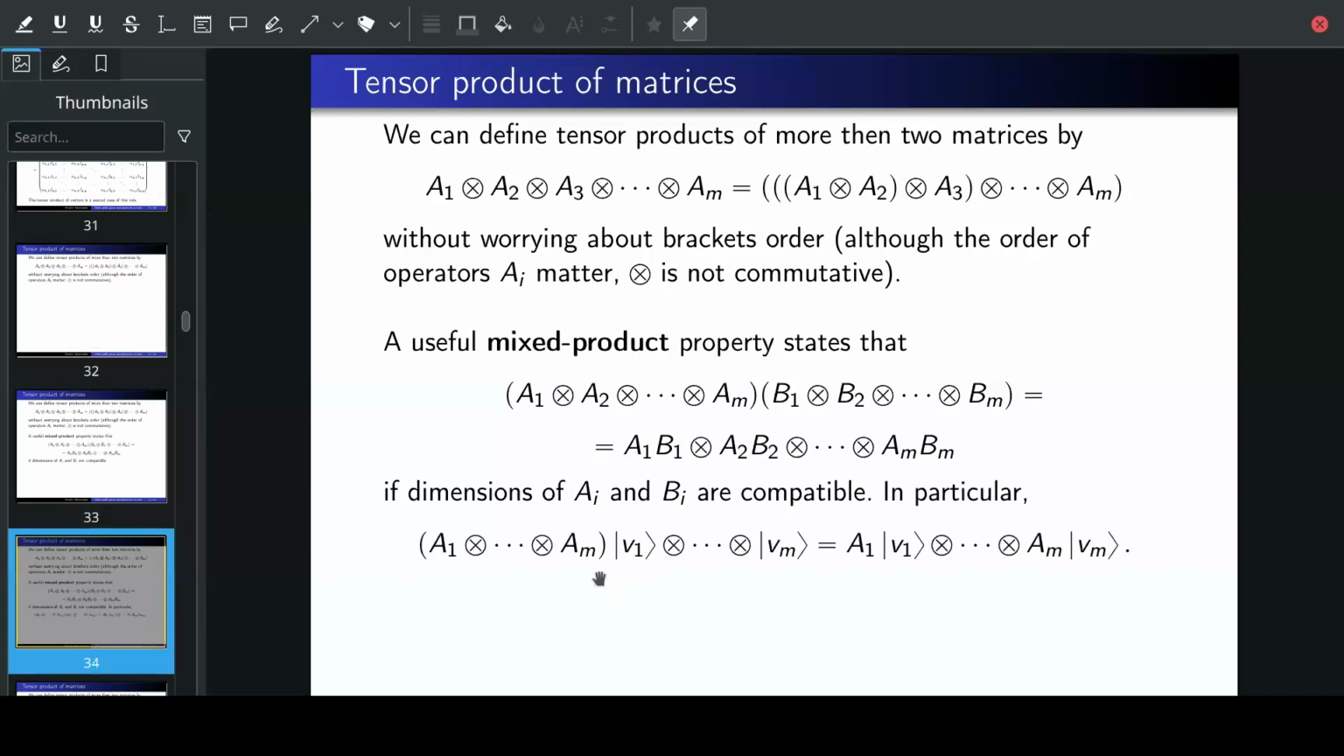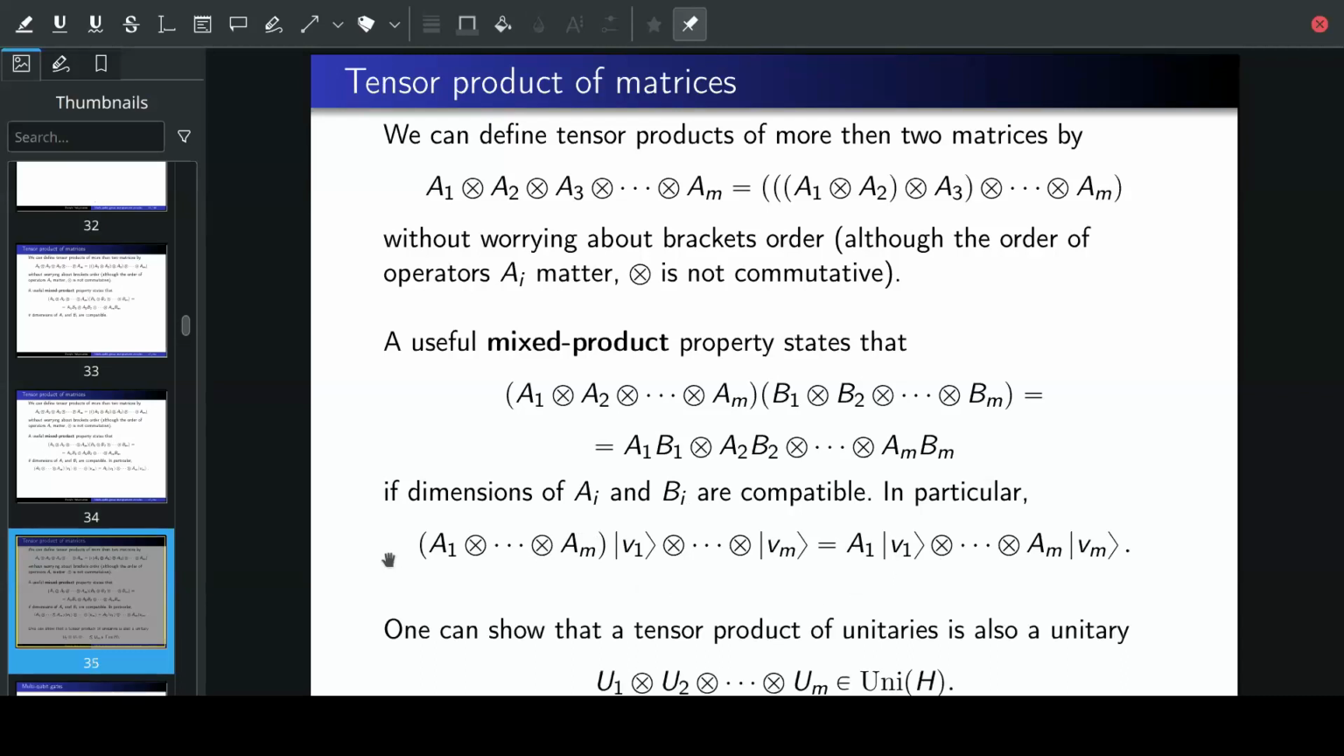In particular, if you take the tensor product of matrices and the tensor product of vectors and apply this matrix to this vector, then the result will be the tensor product of applications of these matrices on these vectors. And again, of course, the dimensions of these matrices and these vectors must match. Using this property, one can show that a tensor product of unitaries is also a unitary matrix.